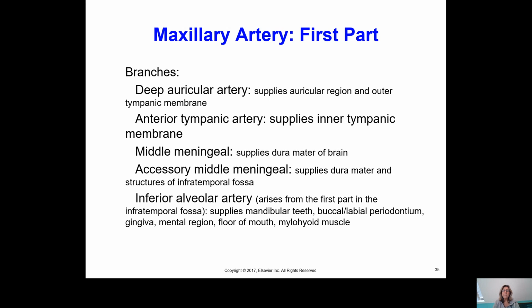And then your inferior alveolar artery arises from the first part in the infratemporal fossa, supplies your mandibular teeth, the buccal labial periodontium, gingiva, mental region, floor of the mouth, and mylohyoid. So the main one you want to remember on the maxillary artery first part is the inferior alveolar artery. That's the one we really care about. It supplies your teeth, your gingiva, your mental region, floor of the mouth, and the mylohyoid muscle, which helps to form the floor of your mouth.